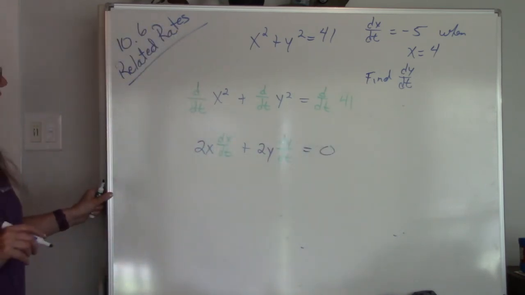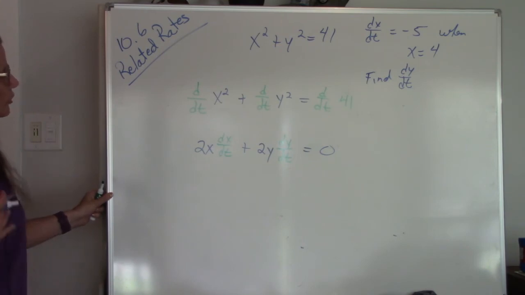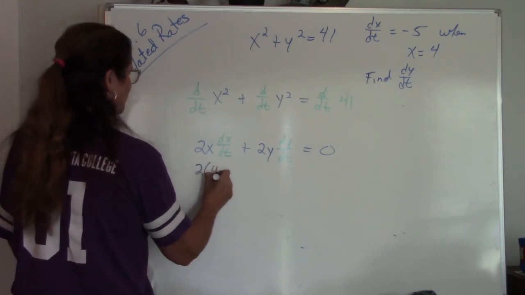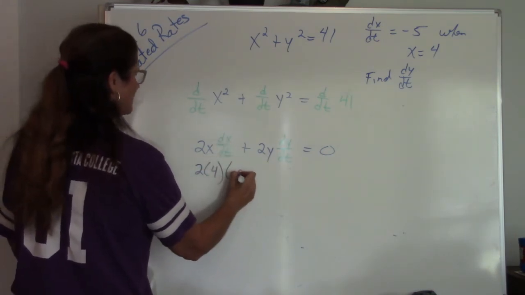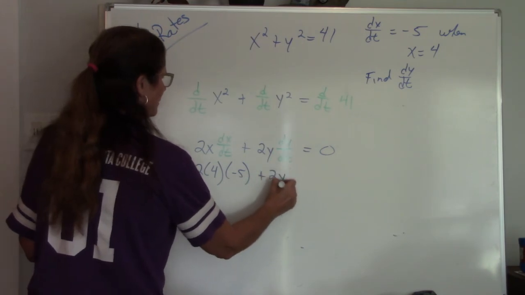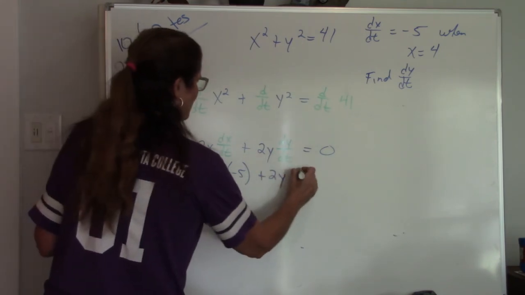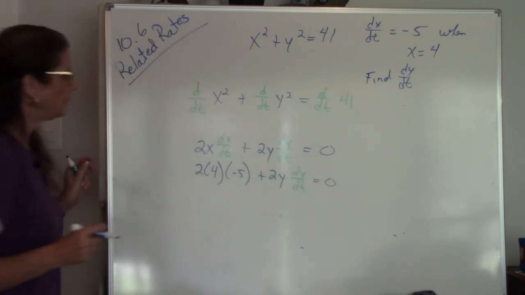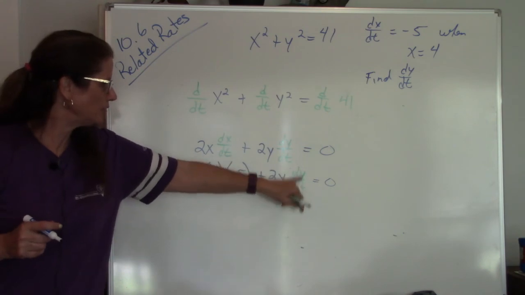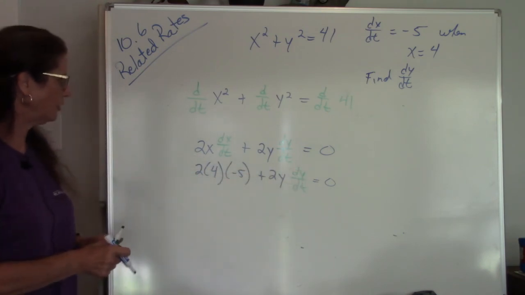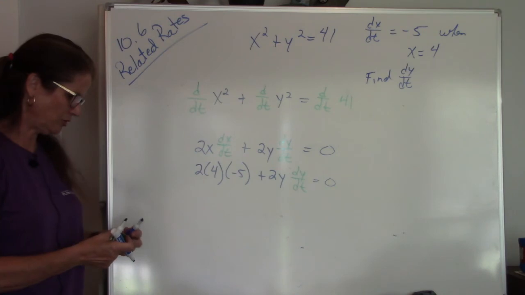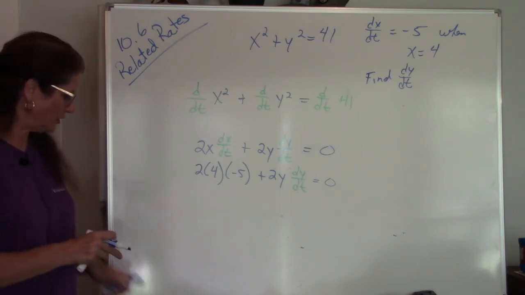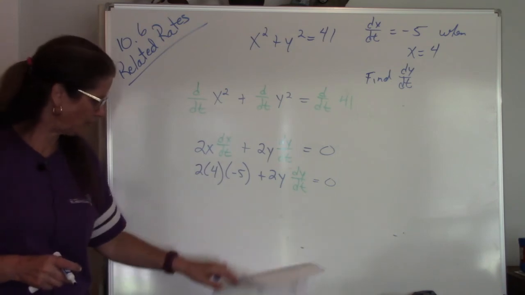Okay, so now we know what x is, and we know what dx/dt is. So I'm going to put my values in. When x is 4, the dx/dt is -5, and dy/dt is what we are looking for. Now, this one we have a problem. We have 2 variables. dy/dt is one variable, that's what we're actually looking for, but we also have a y. We have to figure out what y is. So this is where you have to find a connection.